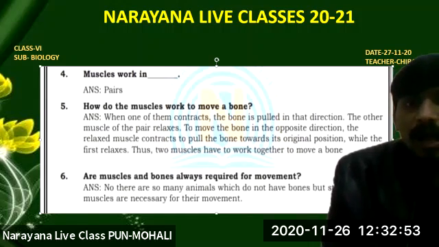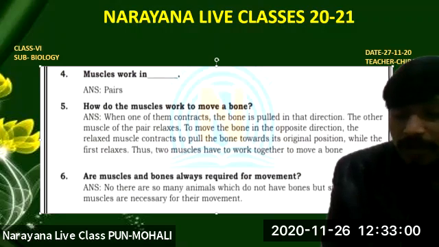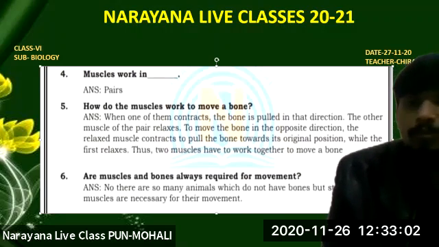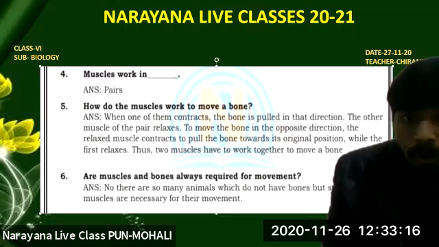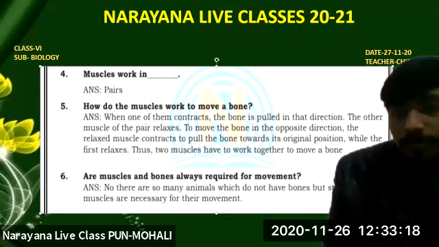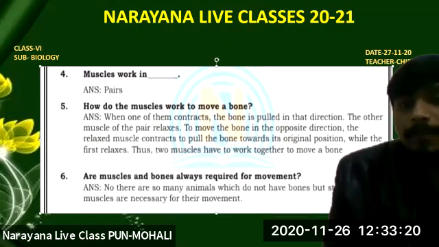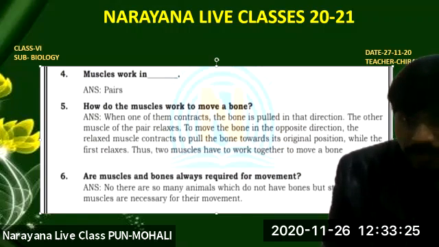And the next one, are muscles and the bones always required for movement? Yes, but in what way? The muscles are required for the movement of the particular body part, but bones are not required. Why? Because some animals are there which do not have bones, still they are able to move with the help of their muscles. So there is no need of bones for the movement, but muscles are compulsorily needed for the movement. Muscles are necessary for the movement of the organism.